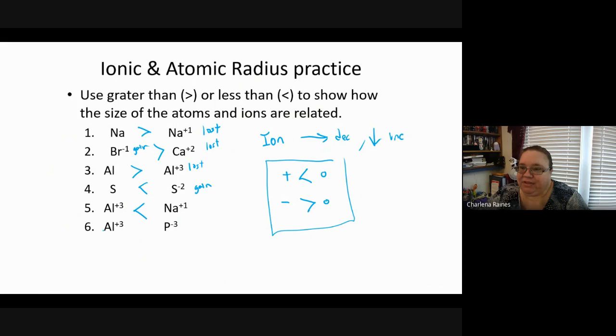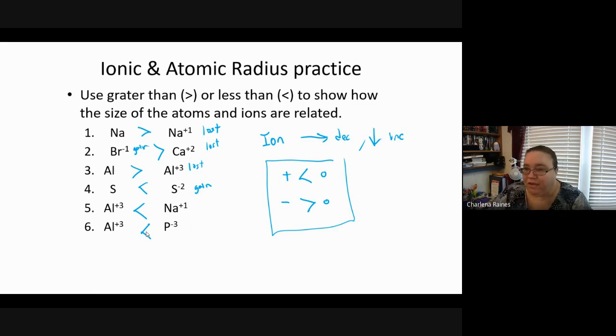All right, last but definitely not least, number 6, we've got aluminum and we've got phosphorus. They're both ions. So I'm going to look at my periodic table and I'm going to see that they're both in the same period. But aluminum has lost its valence electrons. It has lost its third shell of electrons, but phosphorus has filled it up. Therefore, phosphorus is going to be larger than the aluminum ion.